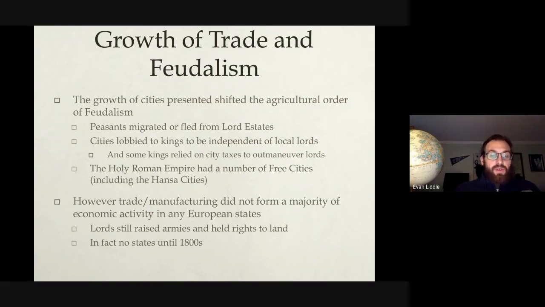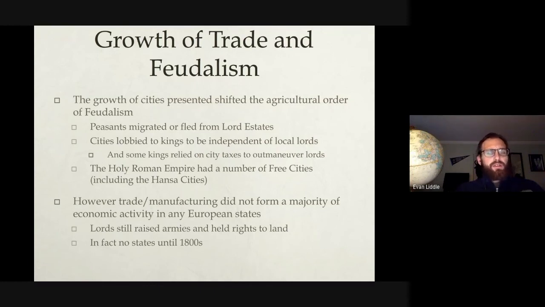And so this gives rise to something called the free cities, which you begin to see across the Holy Roman Empire and a number of other places. Cities that pay their taxes directly to the king and not to the local lord. So the growth of trade and urbanization did disrupt feudalism to a small extent.